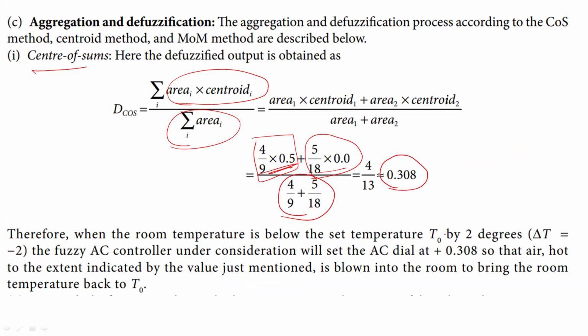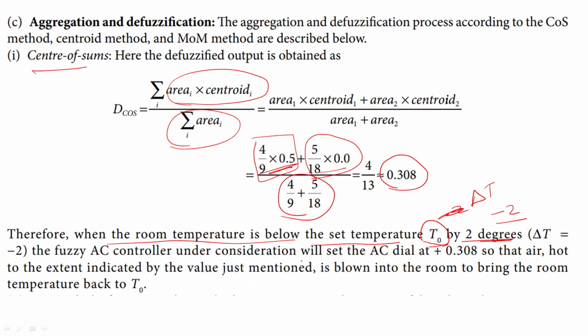So what is the meaning of this? If you want to set the temperature T0, that is -2, if you want to set a particular temperature, we don't know what the temperature is. So we want to set the room temperature. So like this, when the room temperature is below the set temperature by 2 degrees, that is you got a -2, right? The delta T value. So that means you need to cool the room by that much.